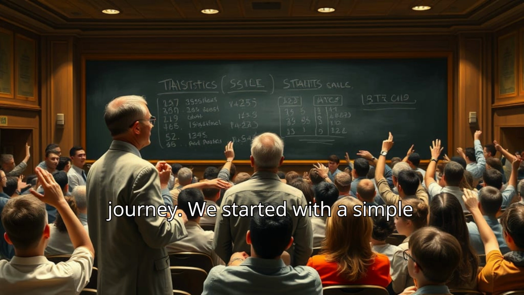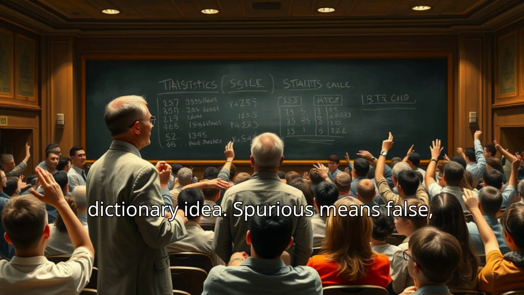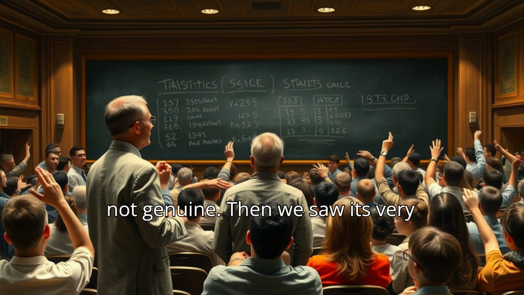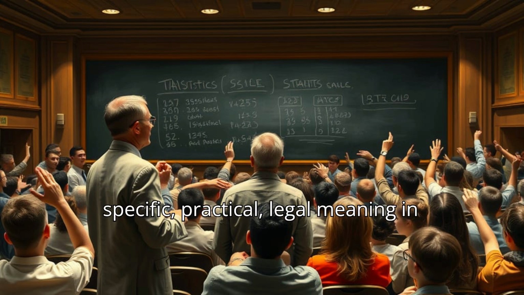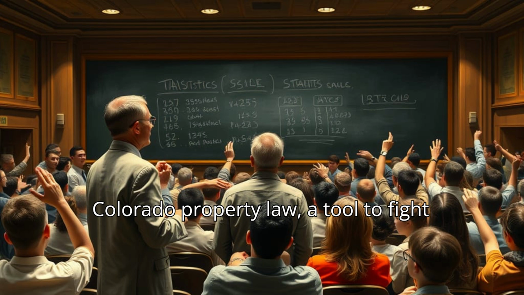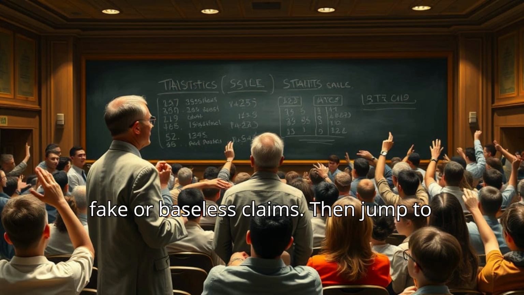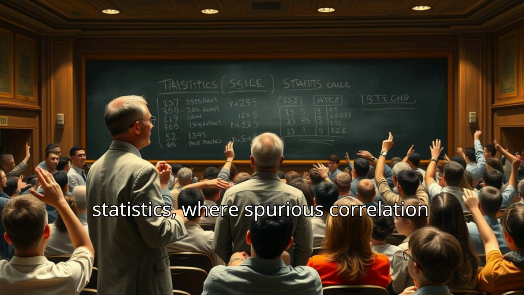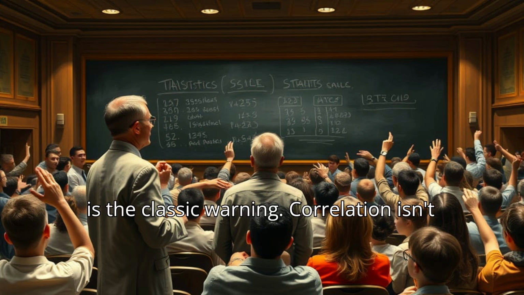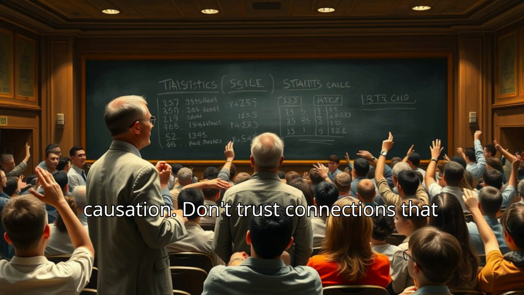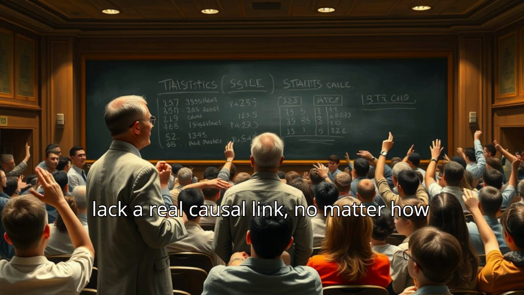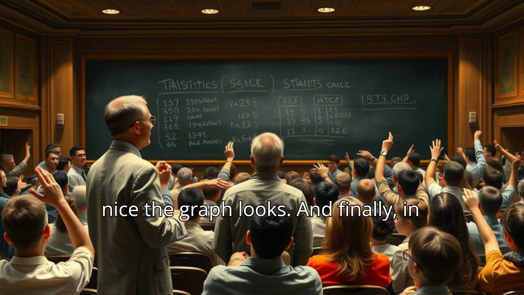So let's recap this journey. We started with a simple dictionary idea. Spurious means false, not genuine. Then we saw its very specific practical legal meaning in Colorado property law, a tool to fight fake or baseless claims. Then jump to statistics, where spurious correlation is the classic warning. Correlation isn't causation. Don't trust connections that lack a real causal link, no matter how nice the graph looks.